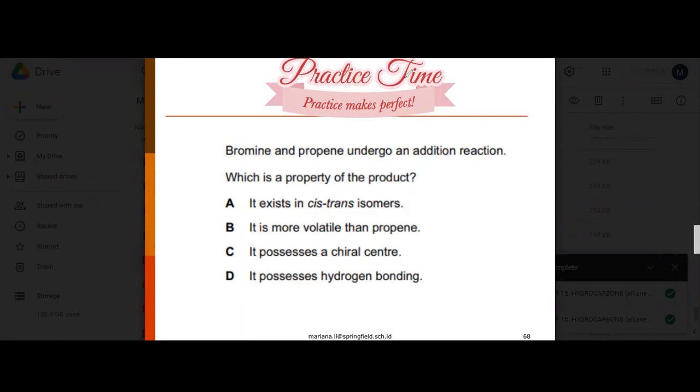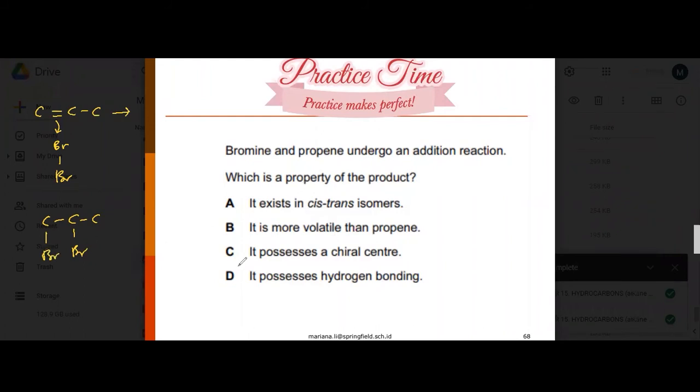Okay, let's answer this. Bromine and propene undergo addition reaction. This is propene, with bromine, to form an intermediate. Okay, so this is the product.